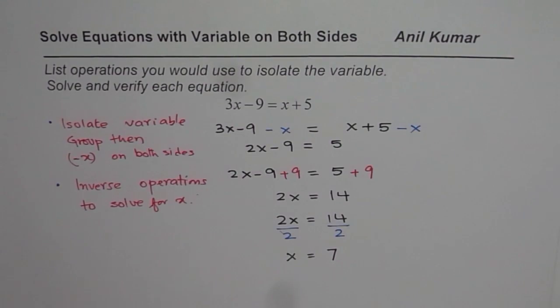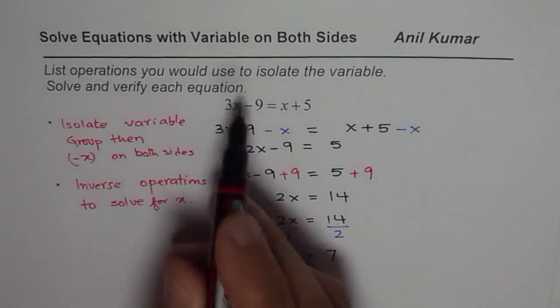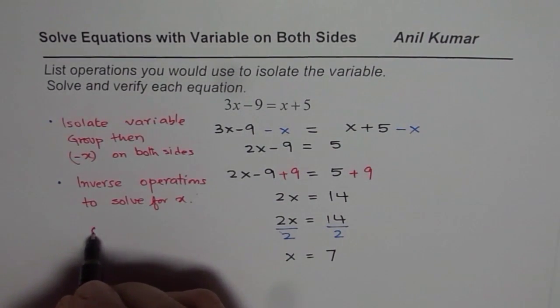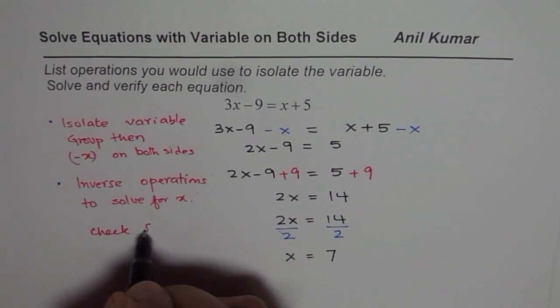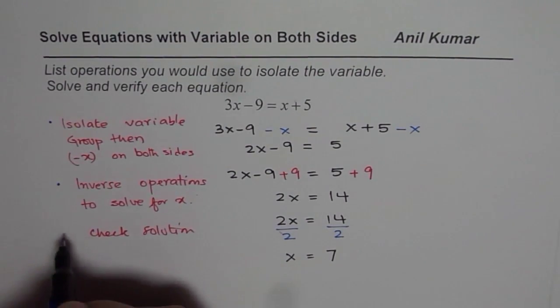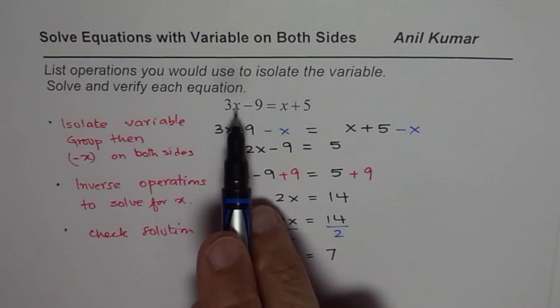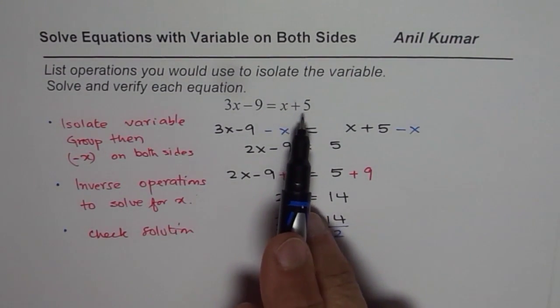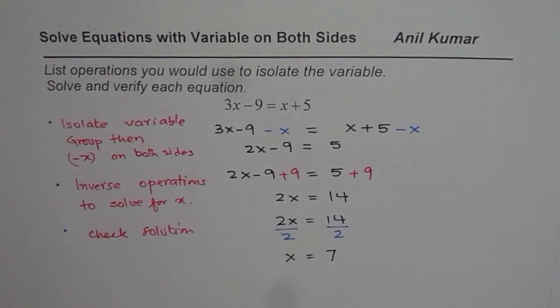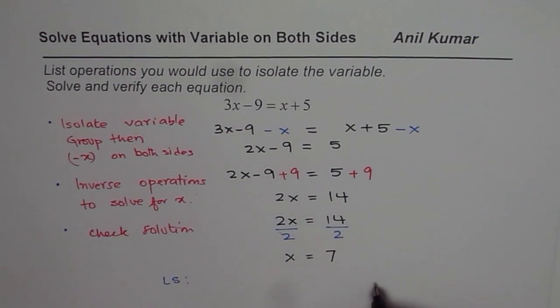Now once you solve an equation, after that you should verify each equation. That means check the solution. Checking the solution really means that you substitute the value which you have solved for on the left side and right side and see if it is exactly the same or not. So we will find what the left side equals and what the right side equals.